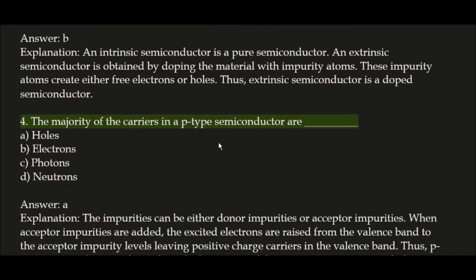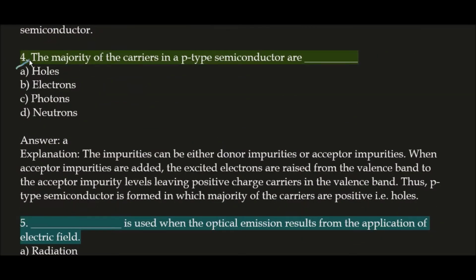Next question. The majority of the carriers in a p-type semiconductor are, correct answer is option A, holes. Because the impurities can be either donor impurities or acceptor impurities. Only two cases are there. When acceptor impurities are added, the excited electrons are raised from the valence band to the acceptor impurity levels, leaving positive charge carriers in the valence band. Thus, a p-type semiconductor is formed in which the majority of the carriers are positive, that is holes.